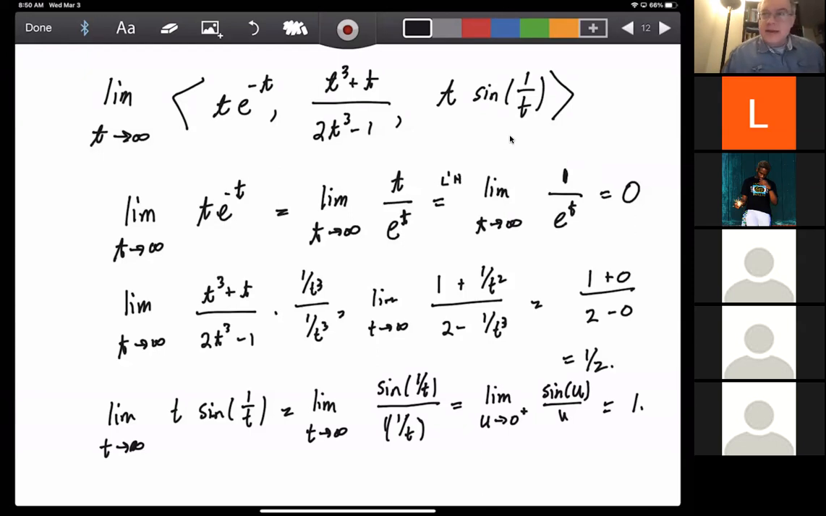Are there any last questions on this page? So with the results we have, the limit exists because each of the component limits exists, and we've got our final value for the limit there.